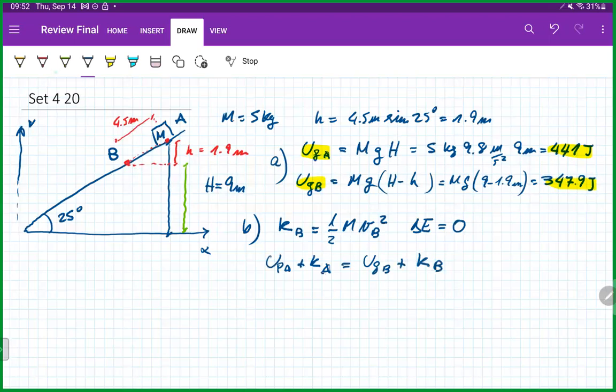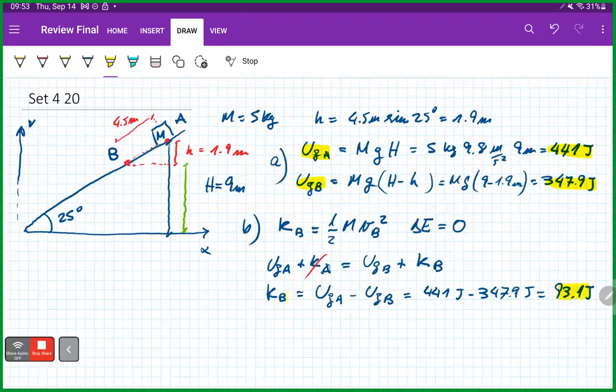But we know that this one is 0, so we just cancel it. And we want the kinetic energy in B, so the kinetic energy in B is going to be UGA minus UGB, right? I'm just solving for K, the kinetic energy, and that's 441 joules minus 347.9 joules, which gives 93.1 joules. And there we have it. That's the kinetic energy for point B.